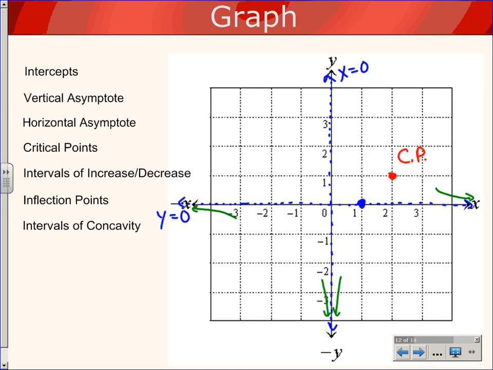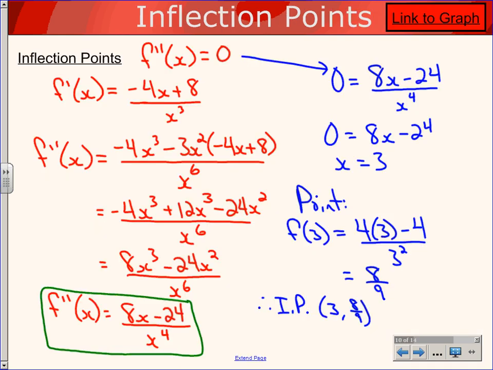3 and 8 over 9. So that's, put it in red. That's about there. That's not perfect, but it's not bad. There's our inflection point. So remember, at our inflection point, that's the location where hopefully the graph is changing its concavity. So we're going to make a switch there from concave down to concave up. So inflection points are done.